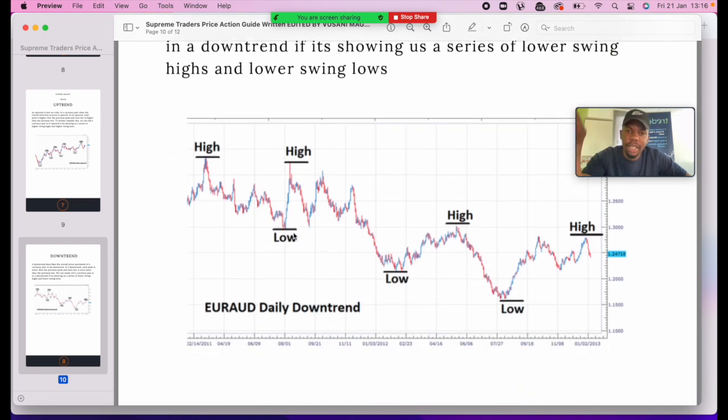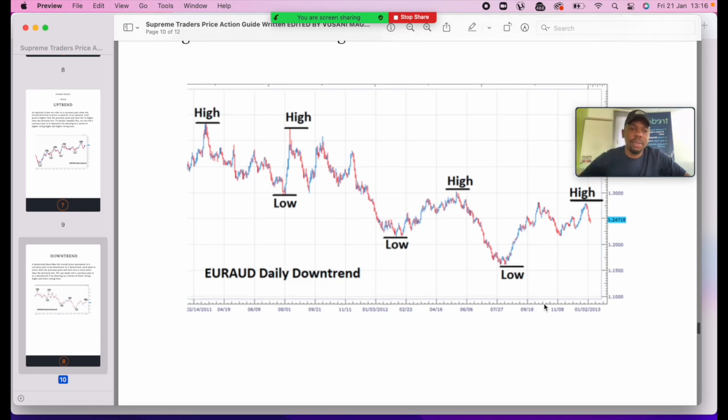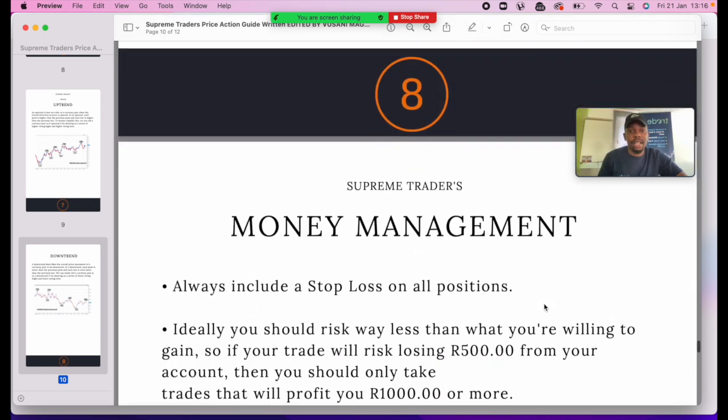So in our downtrend, you see the highs are going lower and the lows are going lower. So when it goes up, you draw a line, breakout, sell. Up, you draw a line, breakout, sell. That's basically how you're going to do this.